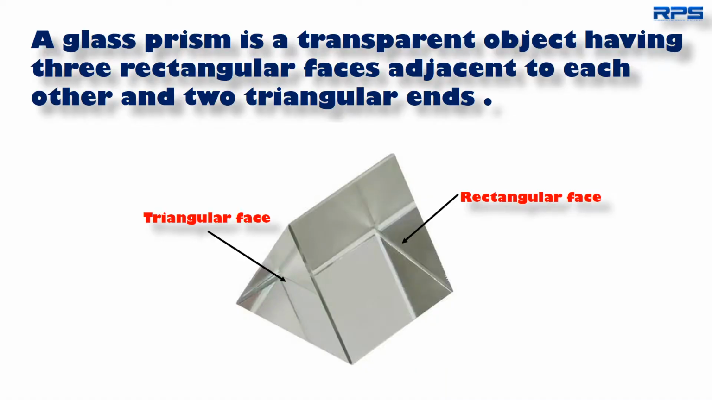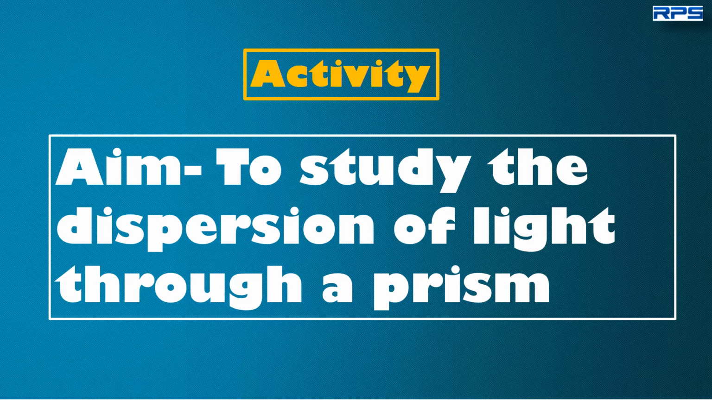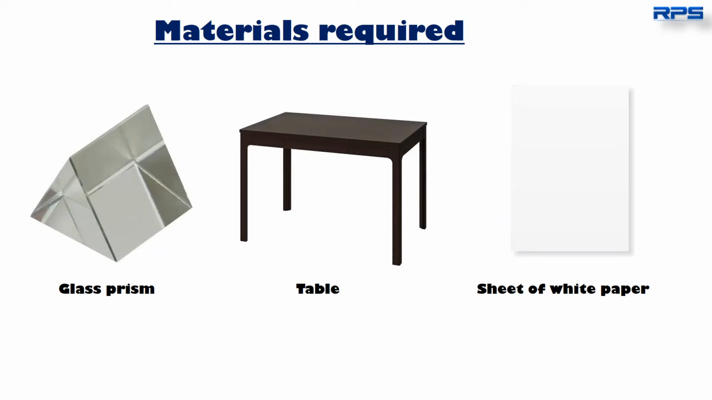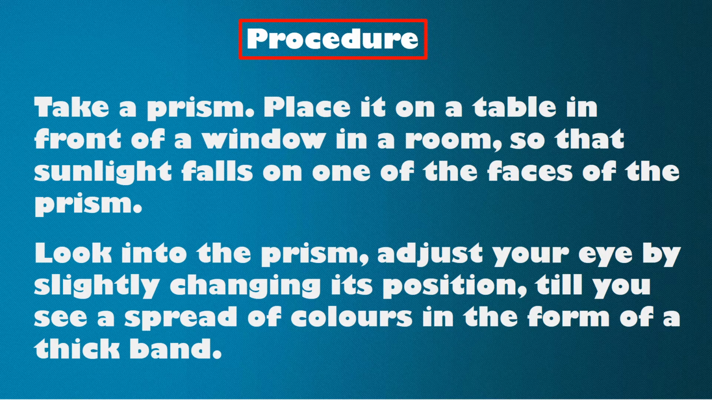A glass prism is a transparent object having 3 rectangular faces adjacent to each other and 2 triangular ends. Let us perform an activity to study the dispersion of light through a prism. In order to perform the activity, you will require a glass prism, a table, and a sheet of white paper. Take a prism, place it on a table in front of a window in a room so that sunlight falls on one of the faces of the prism.